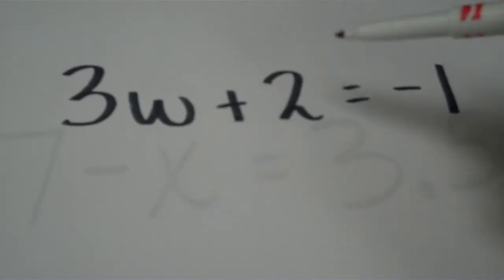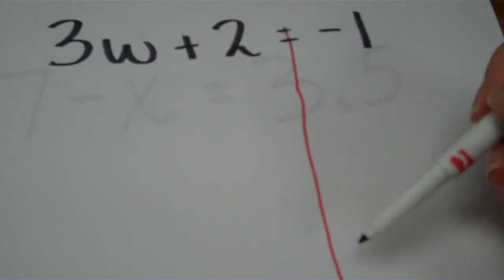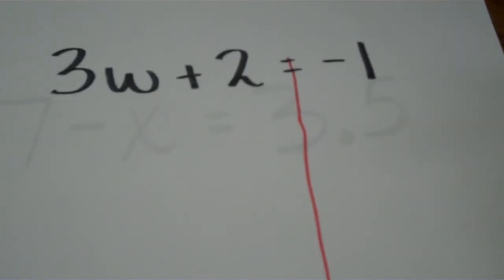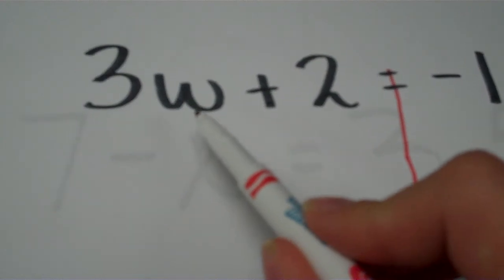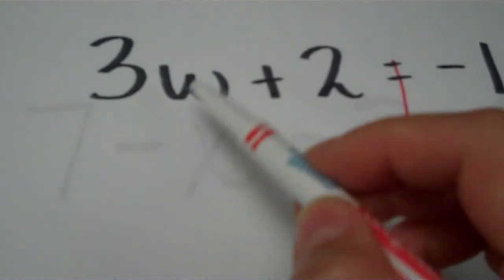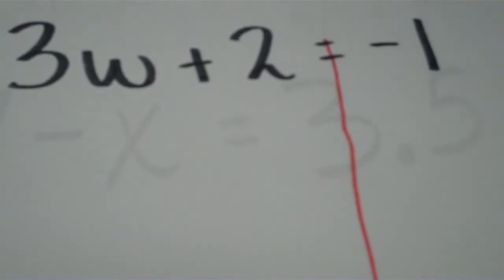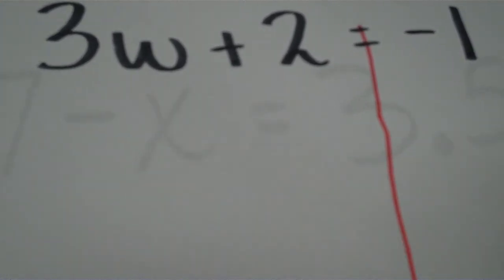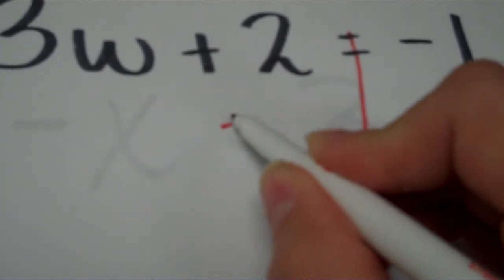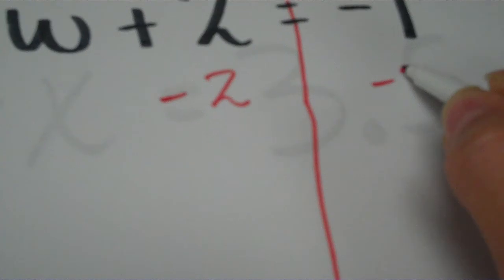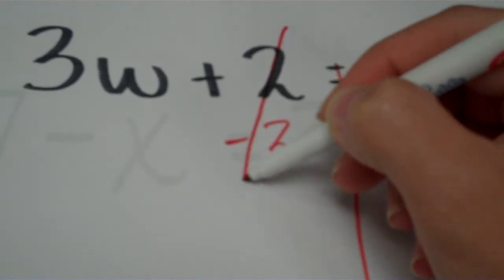So go ahead and write this problem down, and the first thing you always do is draw a line down your equal sign. Okay? Alright, so who are you? You are the W, because you're the letter. Who's your best friend? Your best friend is 3, because y'all are hanging out. So if your best friend's 3, we're going to kick out this 2. The only way you can kick out something is by doing the opposite. So the opposite of adding 2 is subtracting 2. Right? These go away because they're opposites.